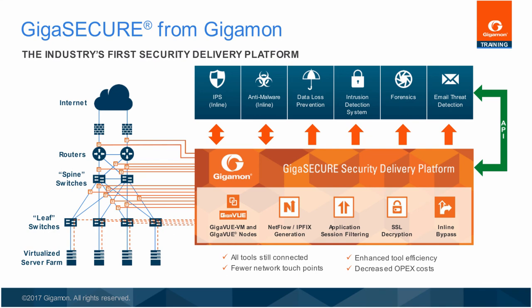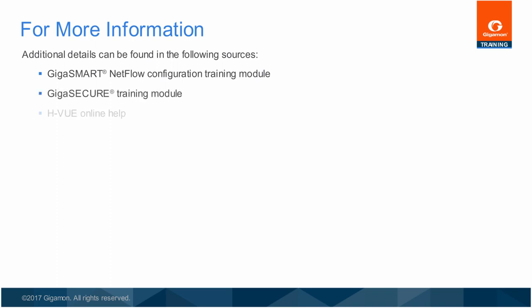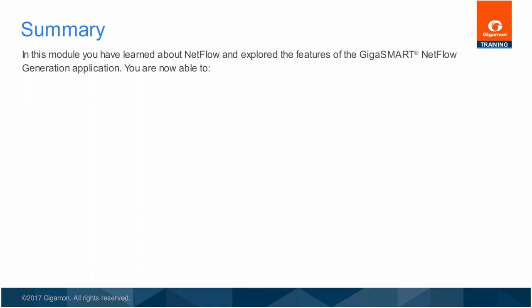Refer to the GigaSecure training module as well as other training modules to learn more about additional key elements in the GigaSecure platform. Additional details about NetFlow generation can be found in the GigaSMART NetFlow generation configuration training module, the GigaSecure training module, the HView web interface online help topics, the GigaSMART datasheet and brochure, and in the user guides. In this module, you have become familiar with NetFlow and explored the features of the GigaSMART NetFlow generation application.